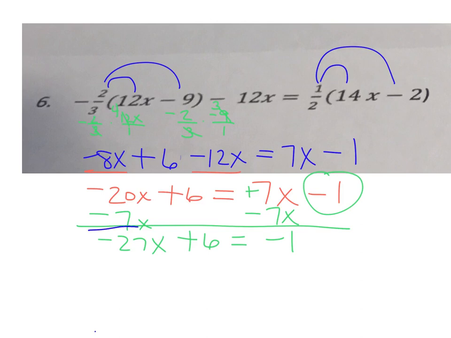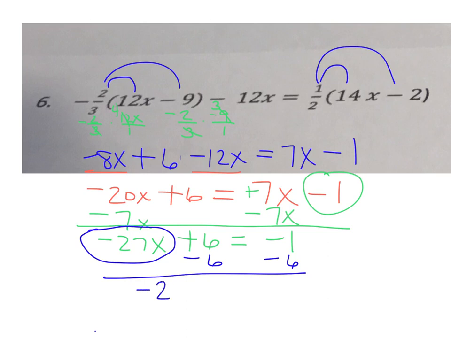Okay, I'm going to isolate my variable. So plus 6, I'm going to minus 6. I get negative 27x equals negative 7. Okay, what am I going to do now? I'm going to solve for the variable. I'm going to divide both sides by negative 27.